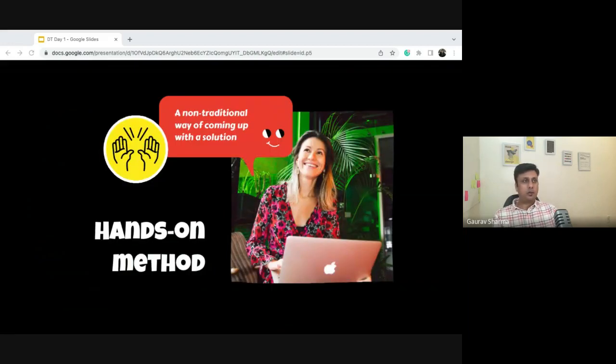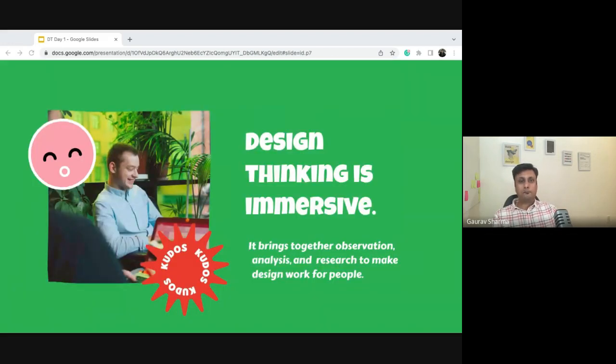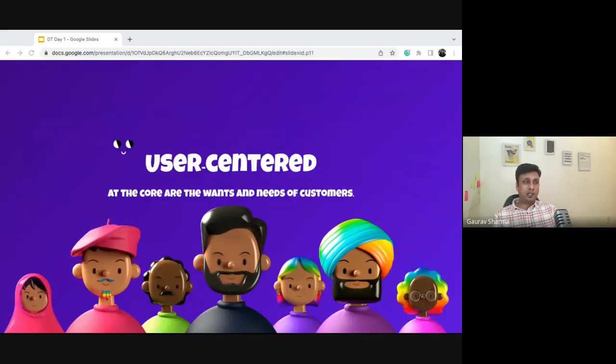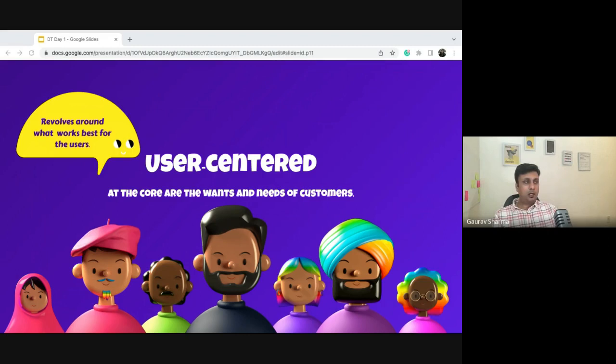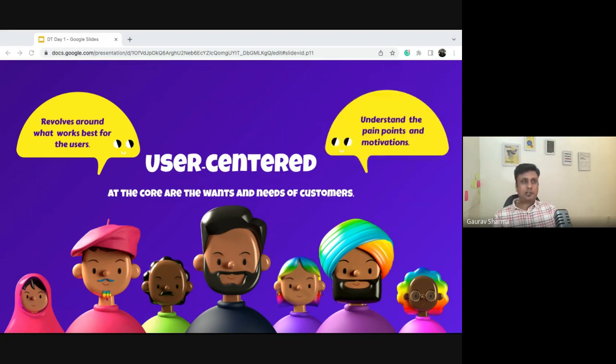Again, like I said, it is all about practicing, so it's a hands-on method. Immersive, where you need to get involved and involve a lot of other people in it. User-centered, and at the core, these people sit, and these are our users. It revolves around what works best for the people that we're designing for, and also understanding their pain points and motivations and what would eventually work for them.